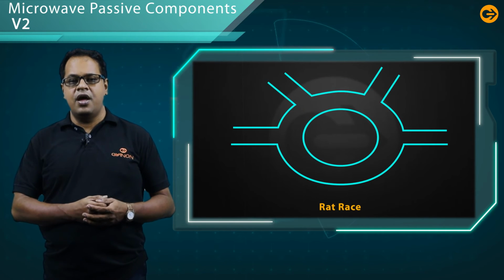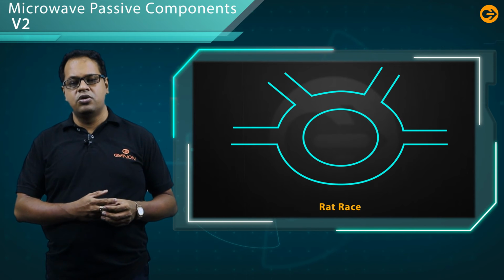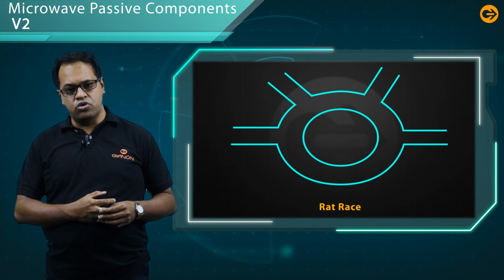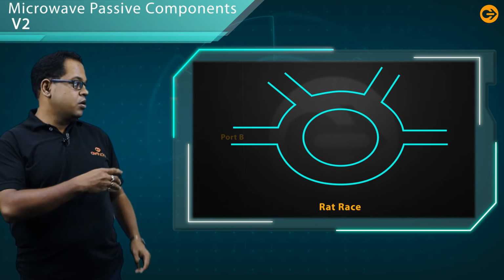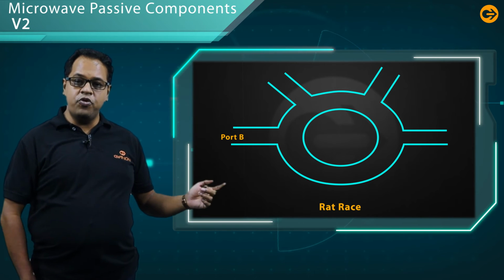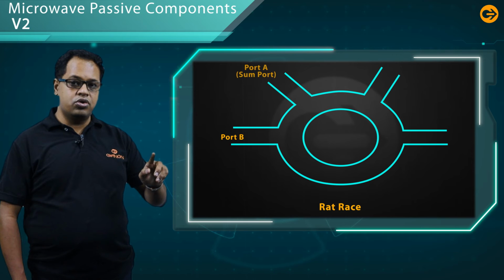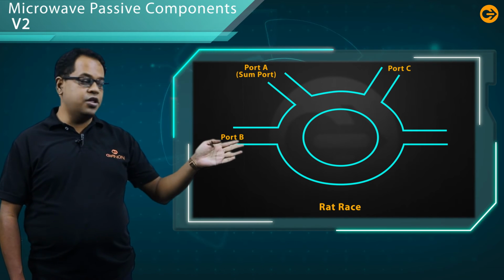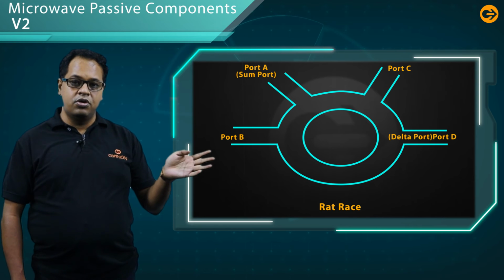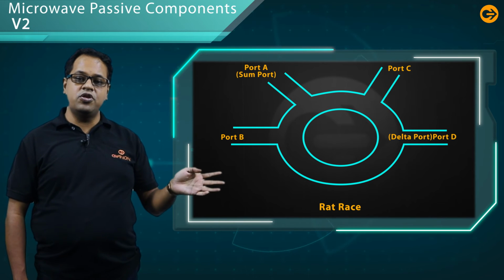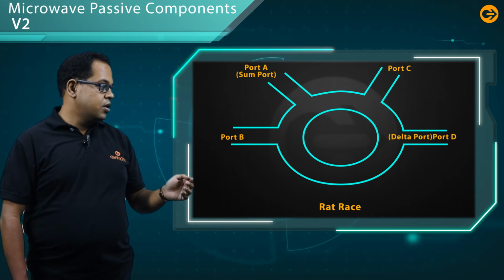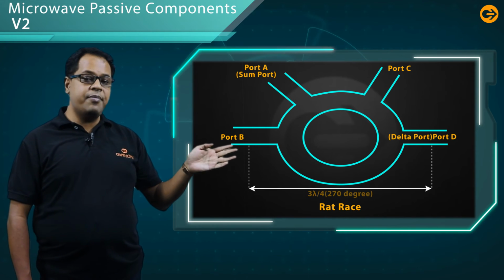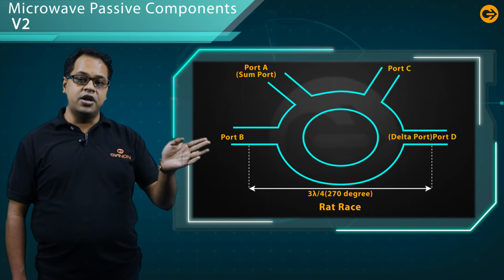Let us discuss another microwave passive component which is known as rat race. Rat race consists of 4 ports. The first port is port B. The second port is port A or the sum port. The third port is port C. And the fourth port is port D or delta port. Now let us discuss the distance between the ports one by one. The distance between the port B and the port D is 3 lambda by 4 or 270 degree.